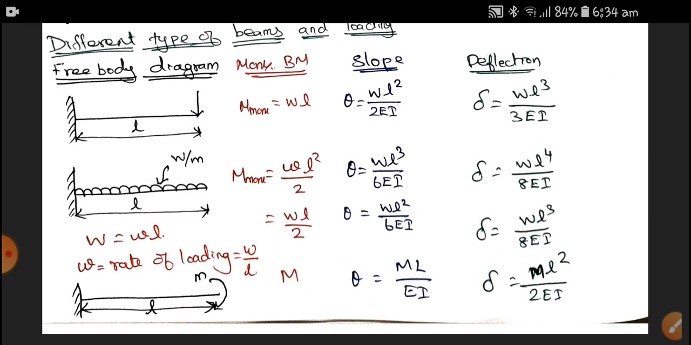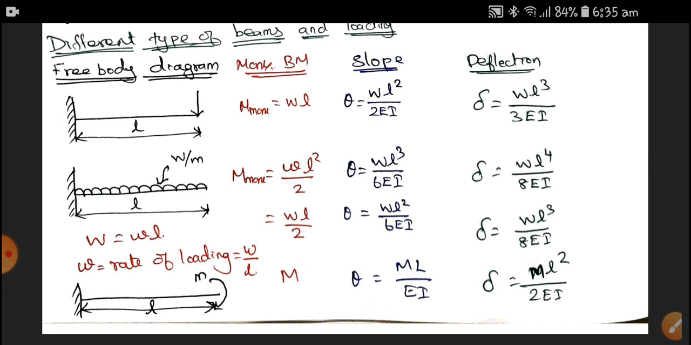For the cantilever beam subjected to a uniformly distributed load of w per meter length, the maximum bending moment is equal to wL square by 2. Here, capital W indicates w into L, whereas small w is the rate of loading, that is, load per meter length, whereas capital W is the load. Make the difference. Because of the capital W and small w, we have two different formulas, where the L power value is changing.